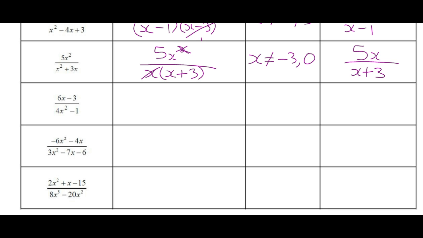All right, 6x minus 3. Does that factor? Yes. What's the easier one to factor, top or bottom? Top. Okay, what's the factored form? 3 times 2x minus 1. Now the bottom's really not that hard. It's just a difference of squares, one of which is 2x minus 1, and the other of which is 2x plus 1.